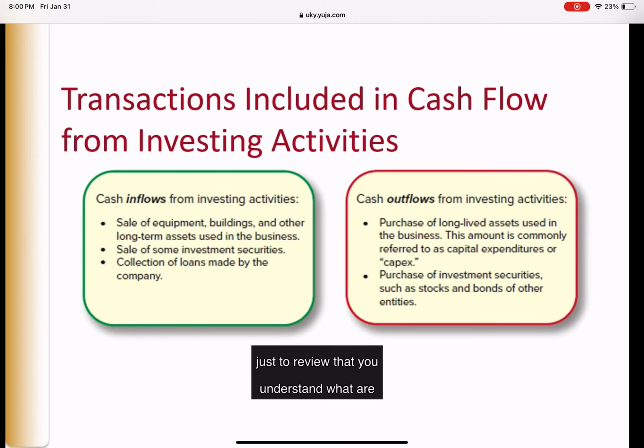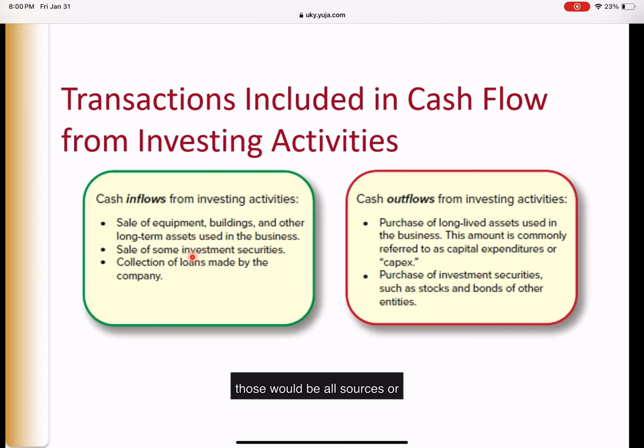With regard to investing activities, just to review, do you understand what the inflows and outflows are? Well, inflows would be selling off equipment, buildings, land, or any other kind of long-term asset. If you're selling off investments, and if you're collecting on loans that you made to other parties, those would all be sources or inflows of investing activities.